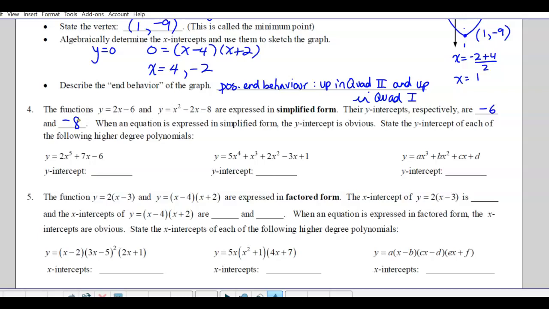State the y-intercepts of each of the following higher degrees. So these are degree 5, 4, 3. Just state the y-intercepts. Looking at the constant terms. 6, 1, d.